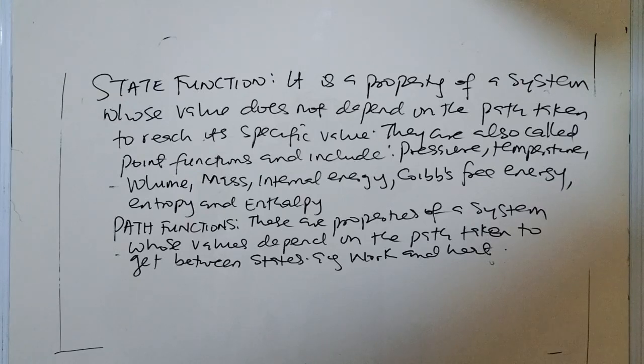These are the properties of a system whose value does not depend on the path taken to reach their specific values. We'll now move to path functions. These are properties of a system whose values depend on the path taken to get between states. The two major examples of path functions are work and heat. So having done that, we'll now move to the first law of thermodynamics.